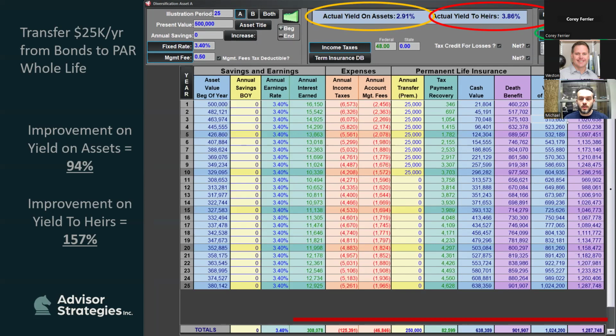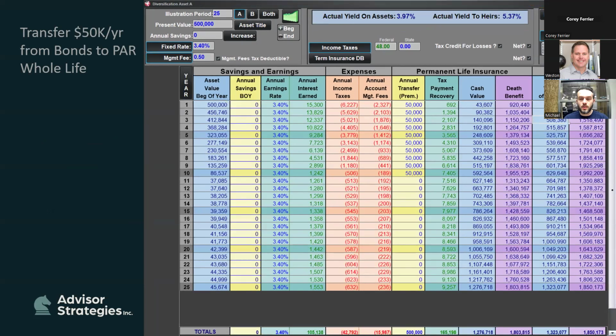So lastly, what if we try to maximize this as much as possible? What if we look at doing 50,000 a year over 10 years? As you can see at year 10 in the left-hand column, we're now at 86,000, and by year 11, you take out one more 50, you're at 37. We can tweak it a little bit more, I think it would be around 51 or 52. I just wanted to keep it round numbers.